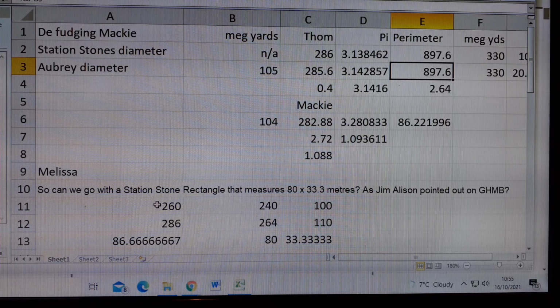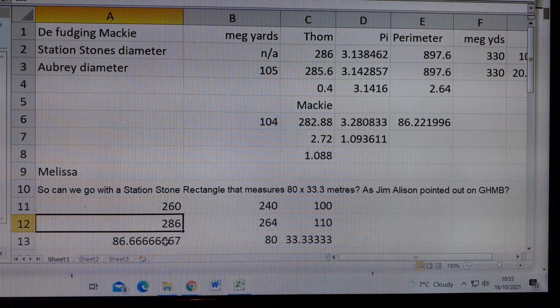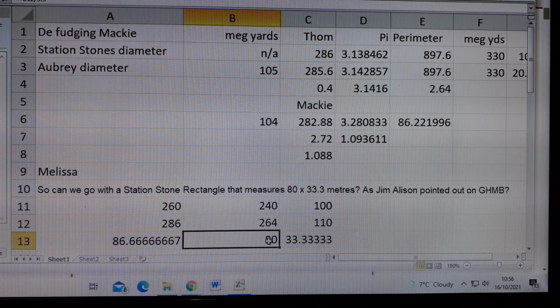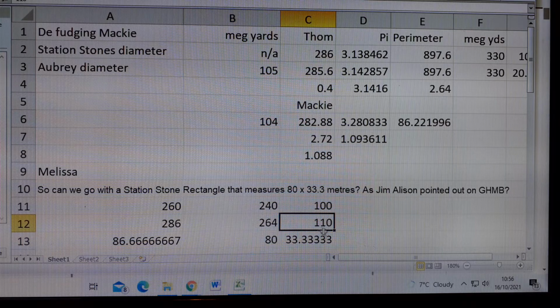And Melissa says, so can we go with a station stone rectangle that measures 80 by 33.3 metres, as Jim Allison pointed out on GHMB? Yes. Because 286 divided by 3.3 is 86.666 metres. And that makes the 12 side of the 5, 12, 13 triangle, Pythagorean triangle, 264. And that's 80 metres. And then the short side is 110, which is 33.333.